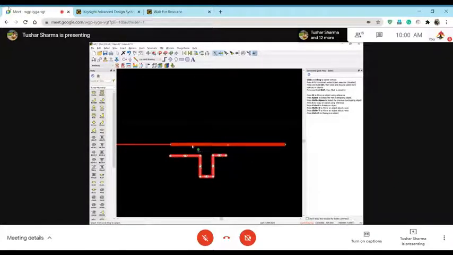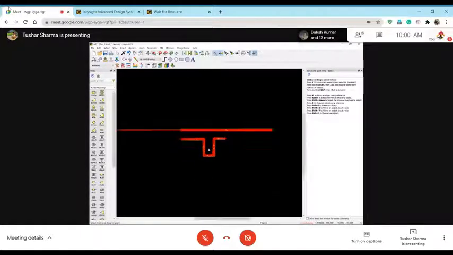Given the fact that the total length from here to here and the total length from here to here is same, can I substitute them or not? What do you guys think?